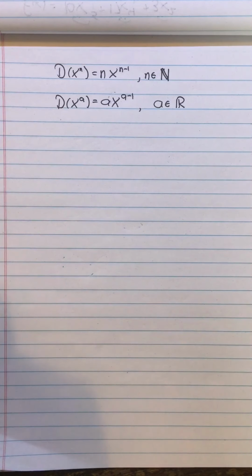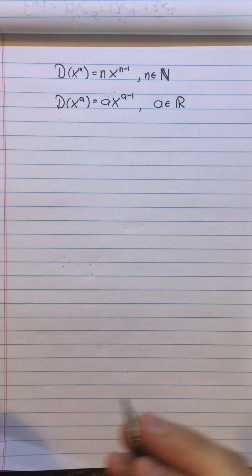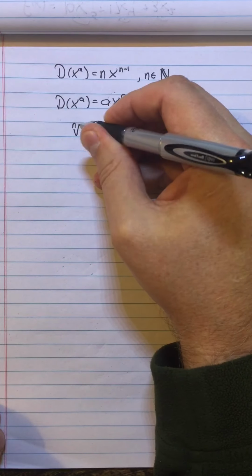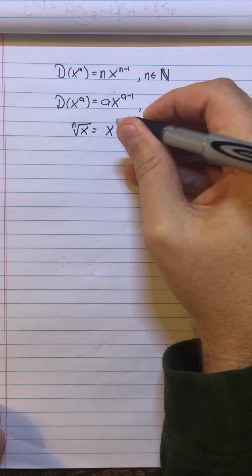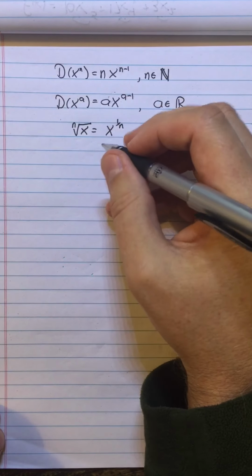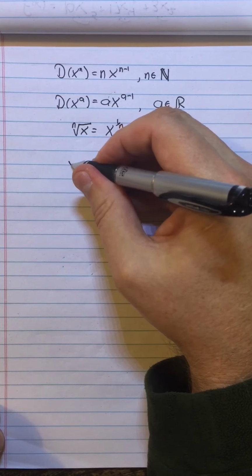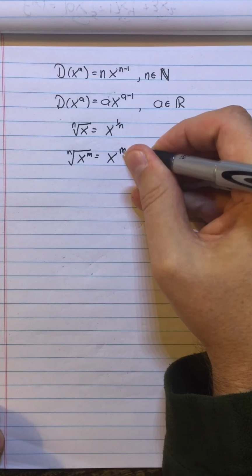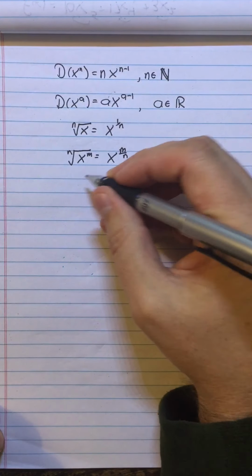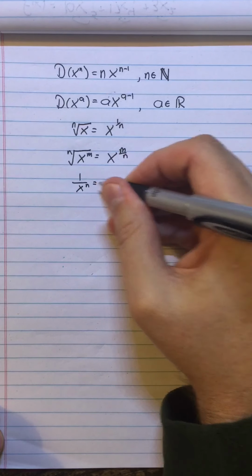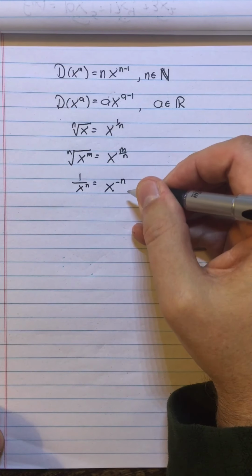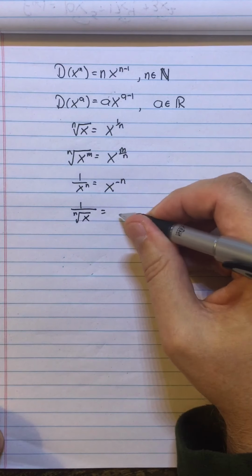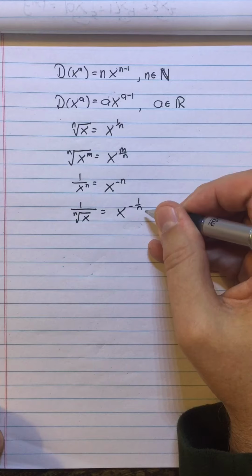So here is why it's amazing, especially when you remember, all right, that the nth root of x can be written as x to the 1 over n. This is just a little algebra 2 review right here. The nth root of x to the m is equal to x to the m over n. 1 over x to the n can be written as x to the negative n. And 1 over the nth root of x can be written as x to the negative 1 over n.